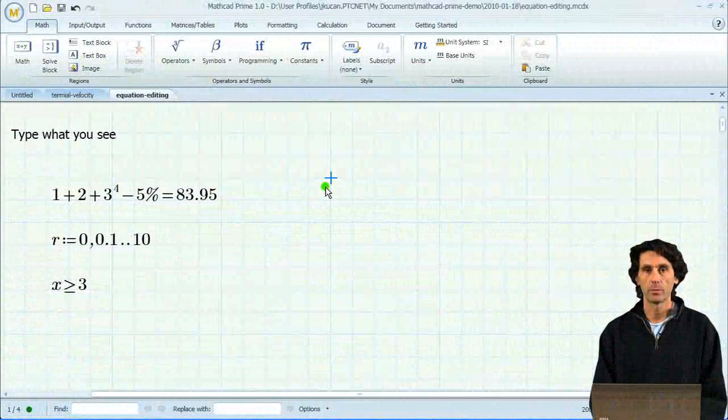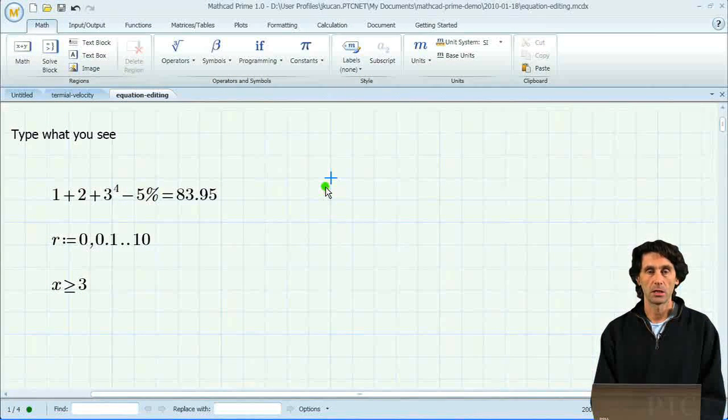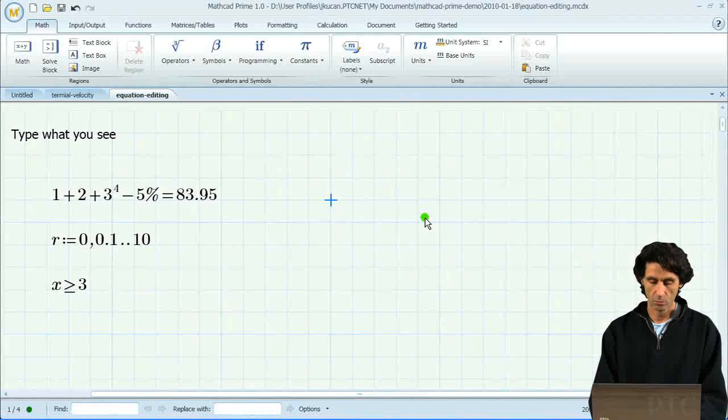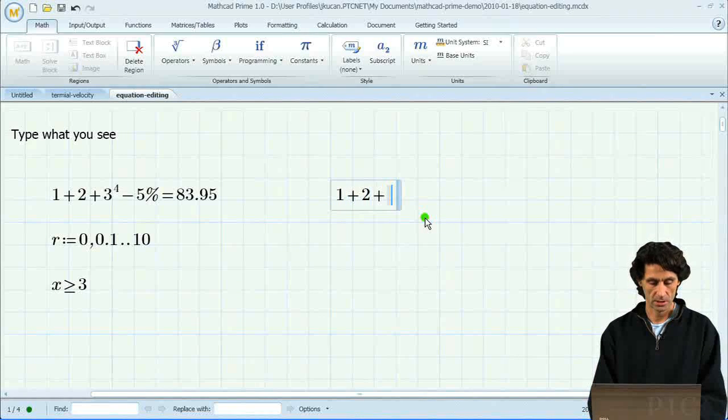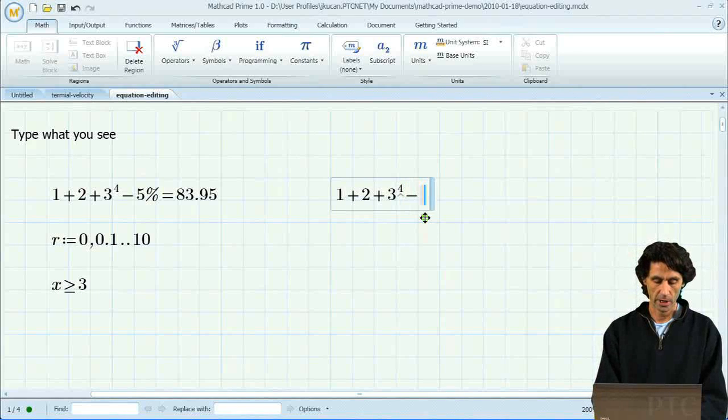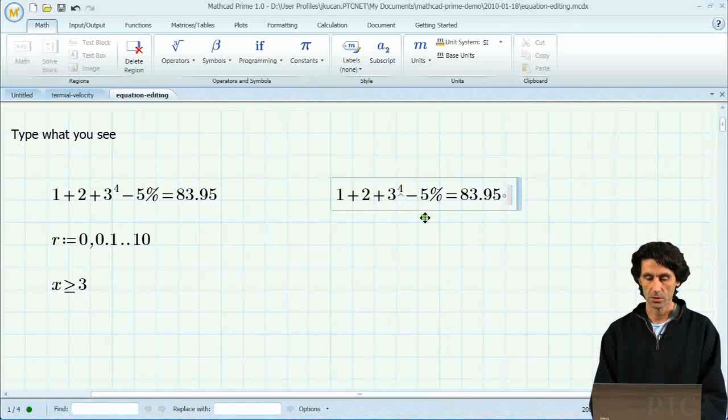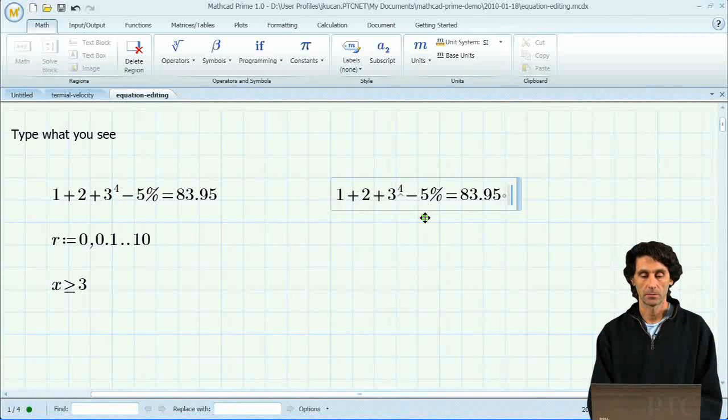At the heart of the new MathCAD UI is the equation editor. This makes entering equations as simple as typing text. I'll show you a few examples. In this equation, we are just adding a couple of terms. You can type exactly what you see. So 1 plus 2 plus 3 using a hat for exponentiation, 4, moving the cursor forward to the next position, minus 5% equals. And you get exactly what you expect.